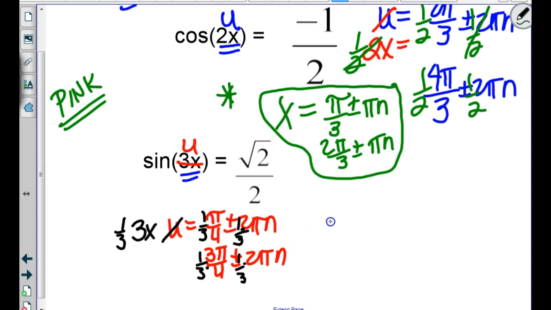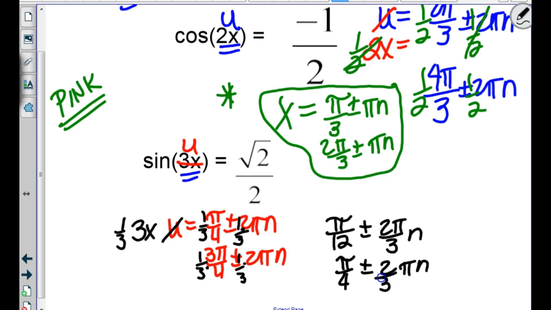So 1/3 of 3/4 would just be 1/12. 1/3 of 2 pi would be 2 pi over 3. This would be 3 over 12, which would reduce to 1/4. And this would be 2 over 3 pi n.